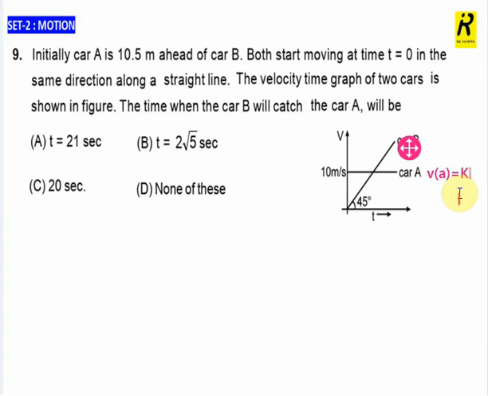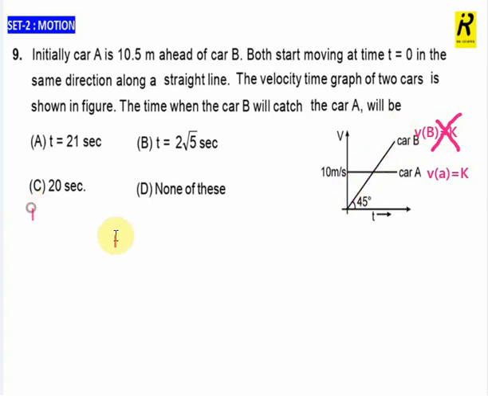Say some constant. Now the velocity of B is not constant. You must know, this is not constant, so it means it is accelerated motion. See in the picture, it is 45 degree here. That means velocity is increasing linearly. So velocity of B is not constant.